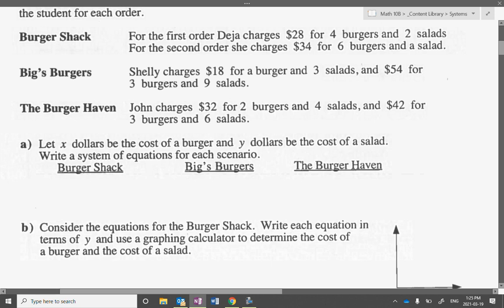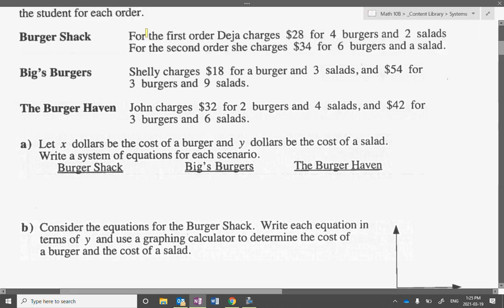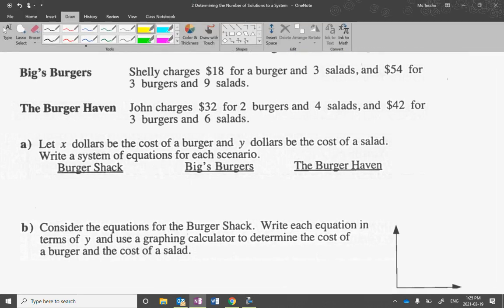So we're given the context that people are going and buying hamburgers from a restaurant. You probably haven't done that for a year, so maybe we need practice at this. So at Burger Shack, the description's up top here. For the first order, Deja charges $28 for 4 burgers and 2 salads. What is a possible equation that could represent that sentence?